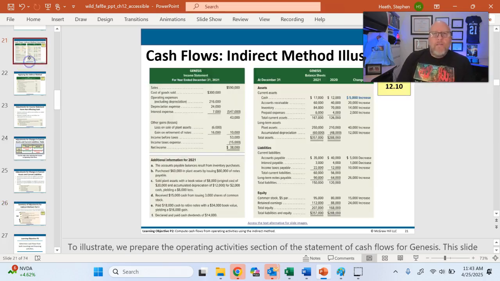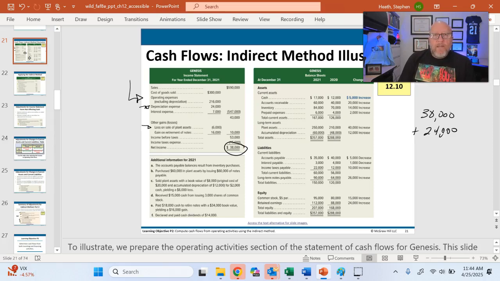So in our example, here is my income statement. I'm going to start with the income statement, and I'm starting with 38,000. Okay, so 38,000 in income, that's going to be my starting point. Here is my depreciation in my income statement. So I would add depreciation, 24,000.